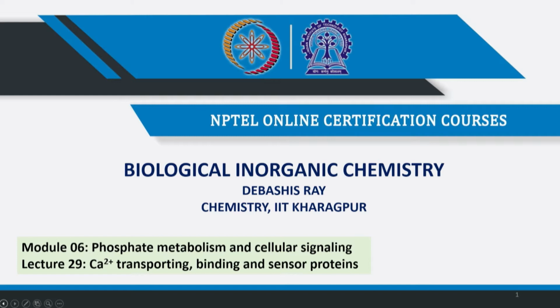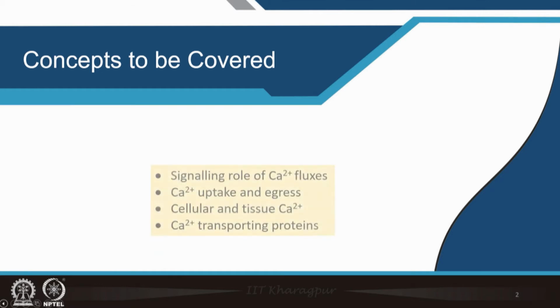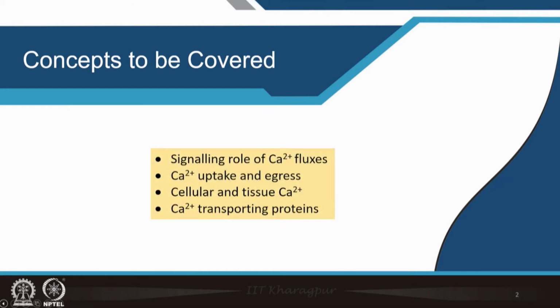Today we will try to complete lecture number 29, where again we will bring the fourth metal ion, after sodium, potassium and magnesium, which is calcium. In terms of your phosphate metabolism and cellular signaling module, we will talk about the transport, binding and sensing of calcium 2 plus by this particular metal ion, which is very important because we take calcium from our food material and absorb it, and we also know a little bit about the homeostasis, how the calcium environment you can have in your body.